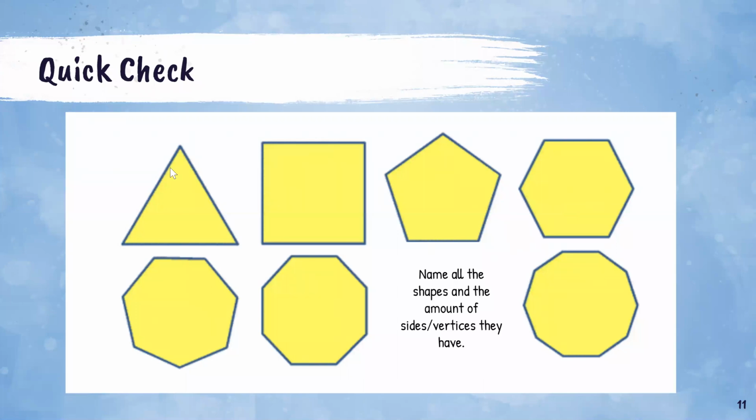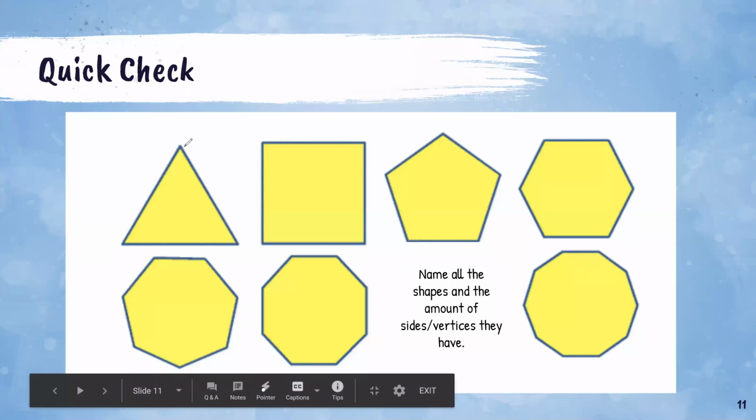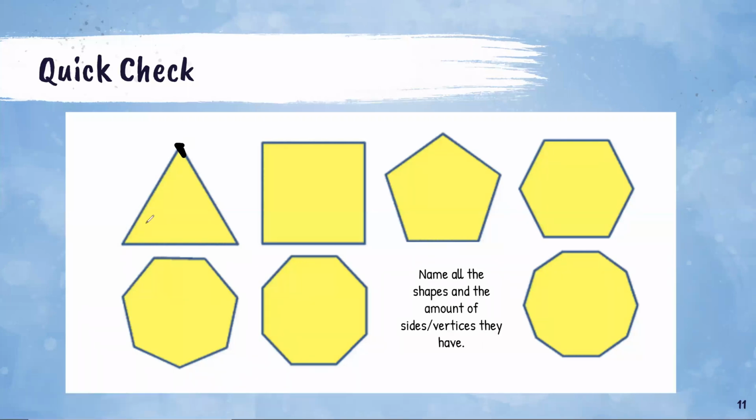Okay, so this is a triangle and it has 3 sides and 3 vertices. And we can tell because this is 1, this is 2, this is 3, and it's definitely 3 sides. Next we have a square, and a square has 4 vertices, and it also has 4 sides. And this is a square, and we know this because all the sides are in fact equal.